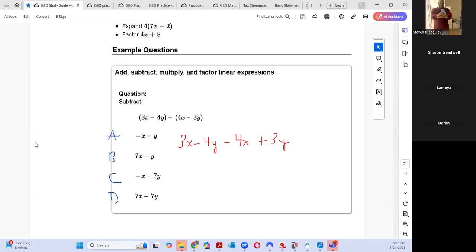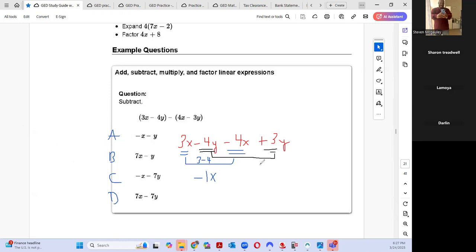So let me change my color to blue. What are the like terms in this expression? 3x and minus 4x. So we look at those coefficients. What's 3 minus 4? Negative 1. And we bring that variable along with us. Negative x. What are the other two like terms? Negative 4y and plus 3y.